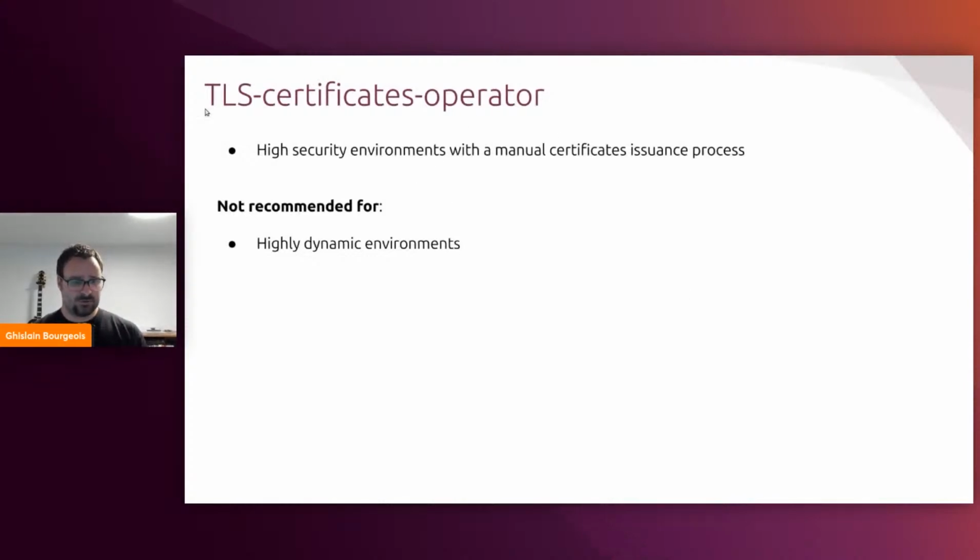There is also the TLS certificates operator, probably soon to be renamed and published, so keep an eye out for that. It's meant for high security environments where there is a manual certificates issuance process. So if you have your security team that needs to validate all the CSRs and manually approve those certificates, you can use this operator. It will let the admin know that there is a CSR waiting for approval, and it will let you get that CSR, run it through your manual process, and put back the certificate inside the Juju environment. So it's not recommended for highly dynamic environments because of that manual process, but it's available for those highly secure environments where that manual process is required.